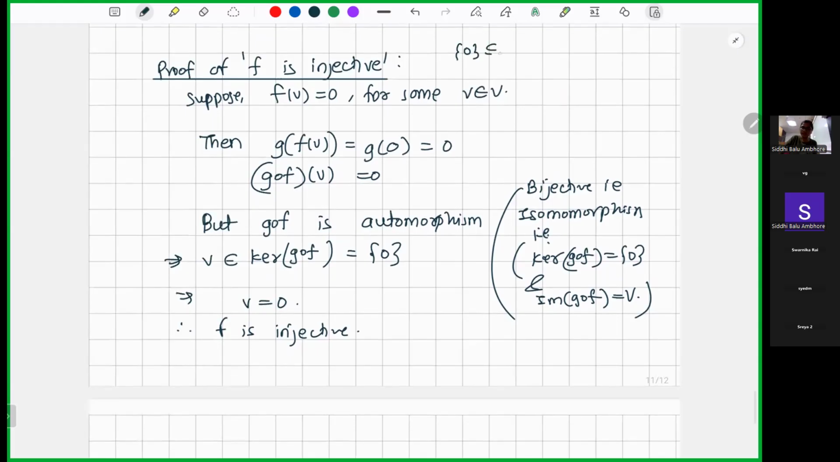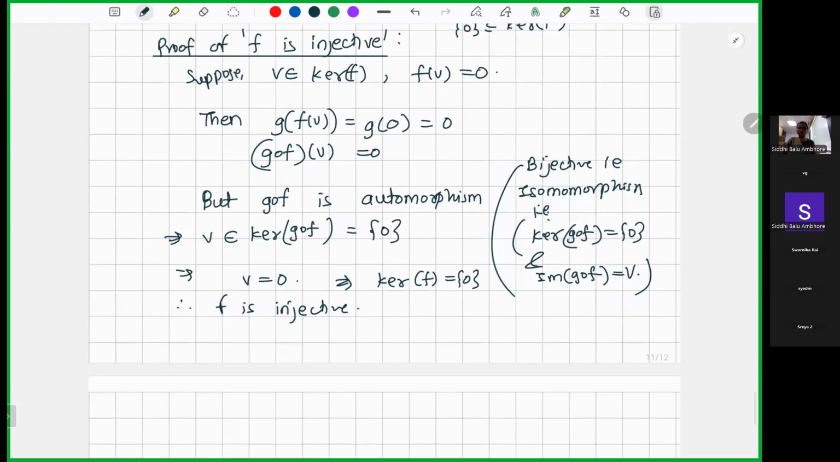Understand that 0 is always contained in the kernel of F. Now suppose V belongs to the kernel of F. This implies F of V is 0. So this implies that the kernel of F is 0, because every element in the kernel of F is 0. So the kernel of F becomes the singleton {0}. Therefore F is injective.